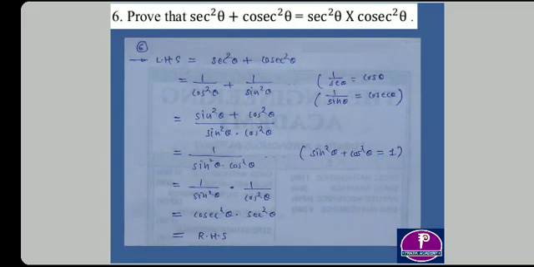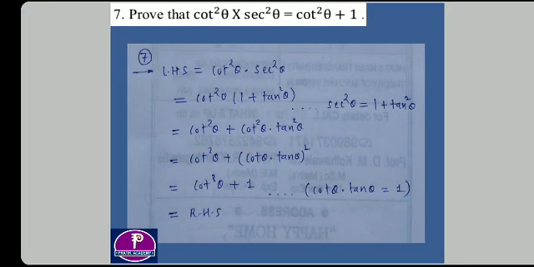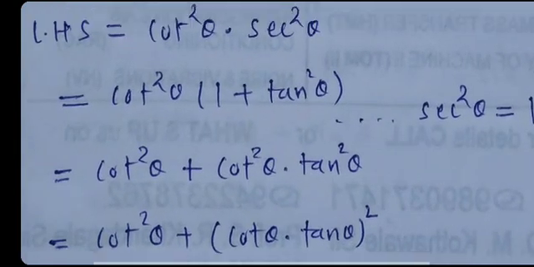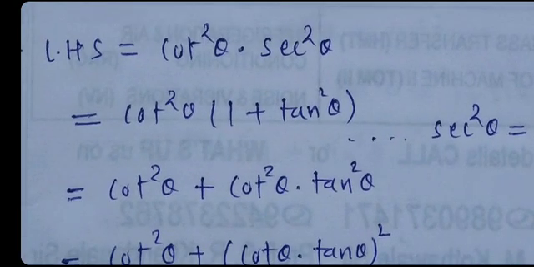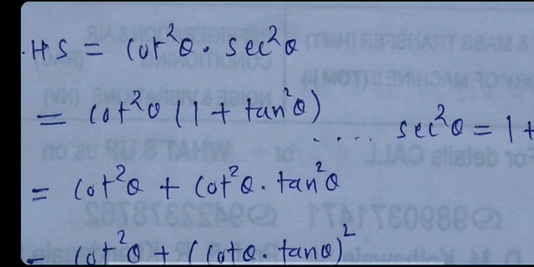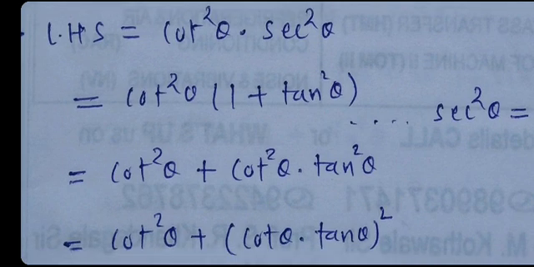Okay, then next: prove that cot square theta into sec square theta is equal to cot square theta plus 1. Once again we take the LHS, cot square theta into sec square theta, but we know that sec square theta is equal to 1 plus tan square theta. So put in the value, it becomes cot square theta into (1 plus tan square theta). Then solve this bracket, we get cot square theta plus cot square theta into tan square theta.